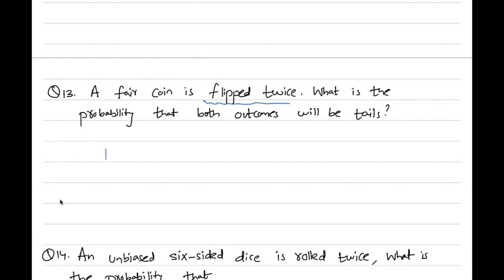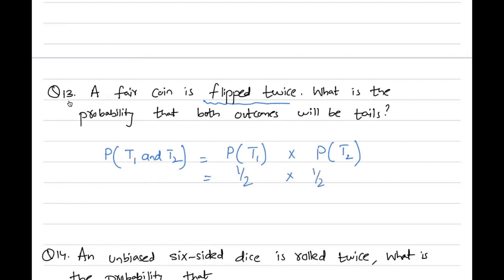So if I want the probability of getting a tail on the first and a tail on the second, this is equal to the probability of getting a tail on the first multiplied by the probability of getting a tail on the second. So what's the probability of getting a tail on the first attempt? 1/2. What is the probability of getting a tail on the second attempt? 1/2. So the probability is going to be 1 upon 4.